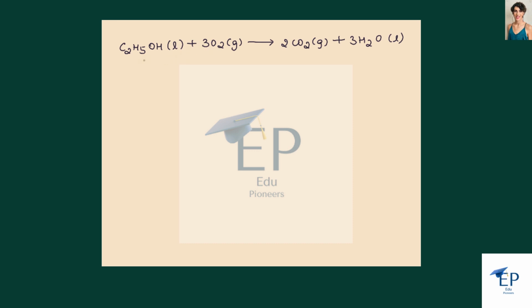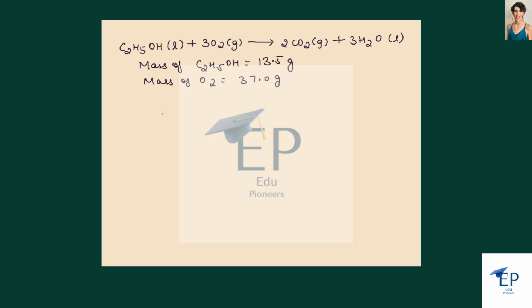In this question, this reaction is given. Then the mass of ethanol is given, which is equal to 13.5 gram. Then the mass of oxygen is given, which is equal to 37.0 gram. In this question, we have to find out the theoretical yield and then the percentage yield.